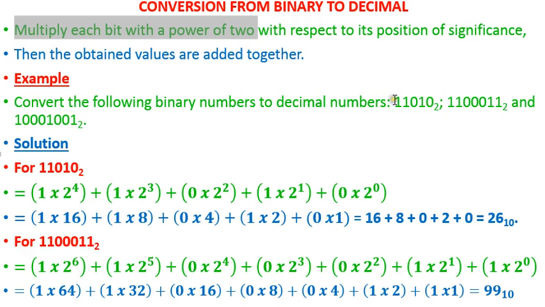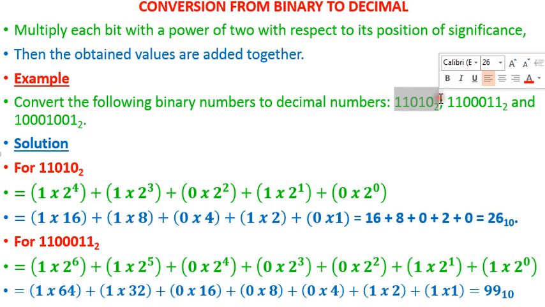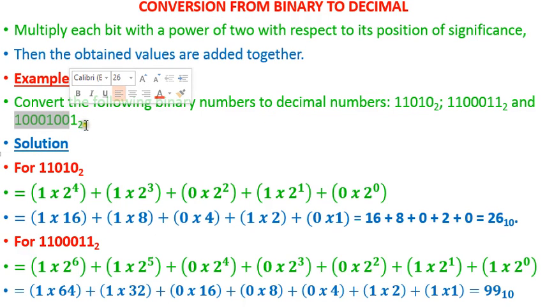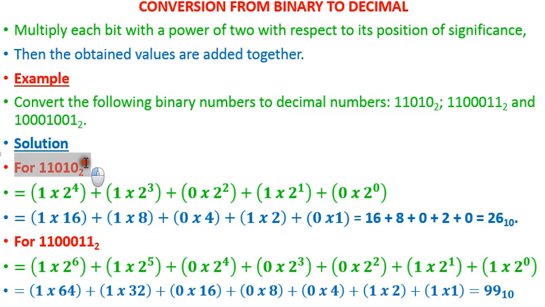We are given these three numbers: 11010 base 2, and this 110011 base 2, and finally this 100010001 base 2, and we are asked to change them to base 10. In order to do that, let me start with the first one, which is this. As you can see, the bits I have here are 1, 1, 0, 1 and 0.